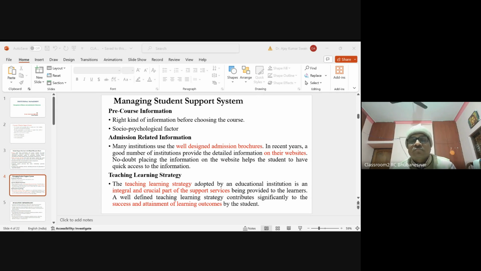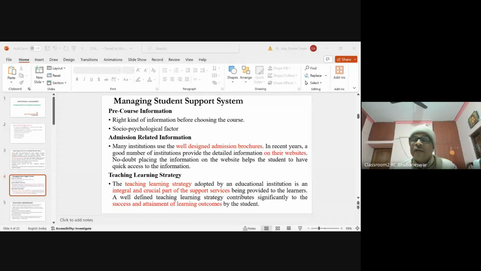Information about the course. What is the cost of the course? What opportunity will the child get in future? This is very important. Socio-psychological factor. Socio-psychological factor is very important.